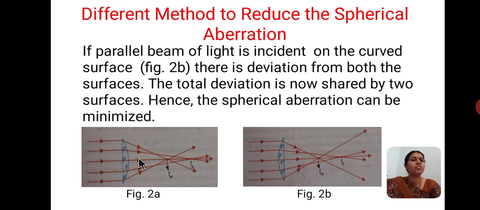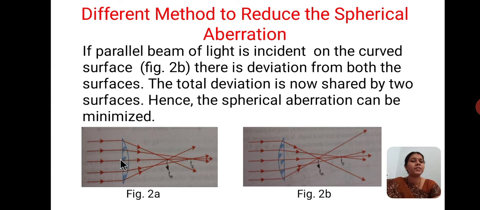Now consider changing the position of this plano-convex lens. Place the convex lens in this way, so that the plane surface is on this side. What happens now? Now again, incident the parallel beam of light on the curved surface. As the light is made to pass through the curved surface, the deviation is going to take place here, and further deviation also continues at the second surface. The second surface also produces deviation. Means the deviation is now shared by the two surfaces.